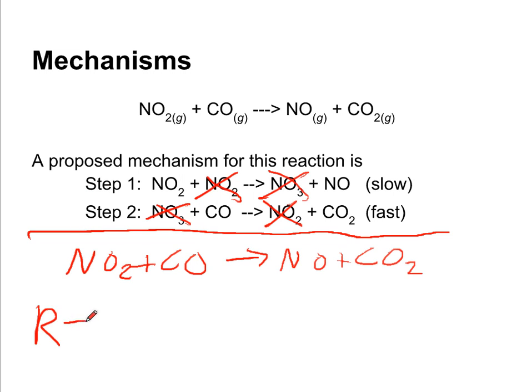Therefore, our rate law is going to look something like this. Rate is equal to the rate constant times the concentration of NO2, and that is going to be second order because even though we cross one of these out, there's going to be two NO2s in the rate determining step, so that's going to make that a second order reactant. CO does not show up in the rate law because it comes after the slow step. So the reactants included in the rate law are everything up to and including the rate determining step, but none of the reactants after.